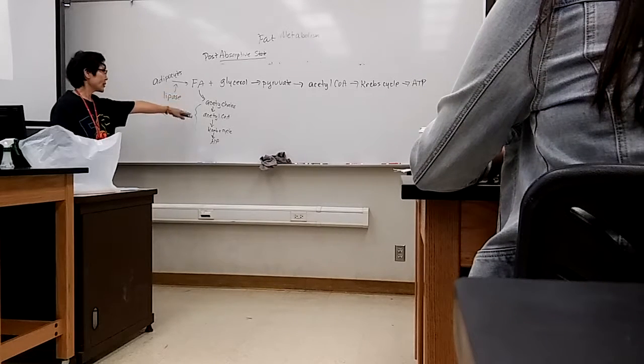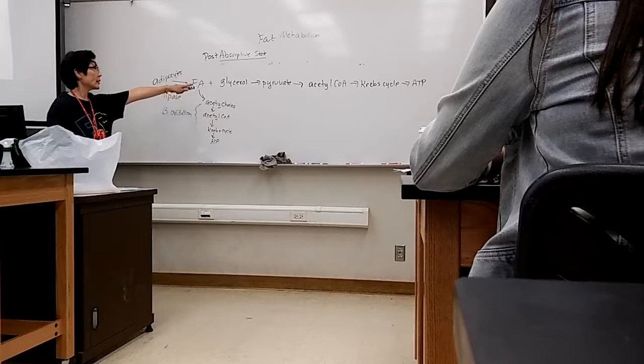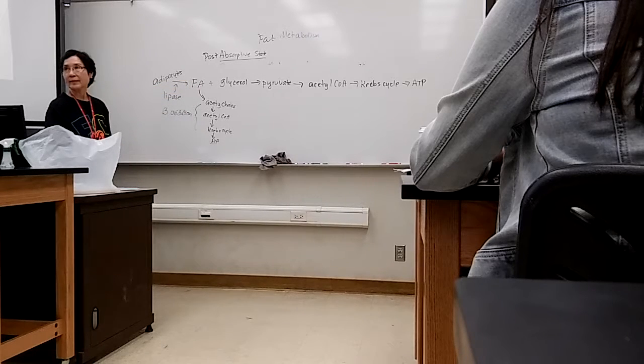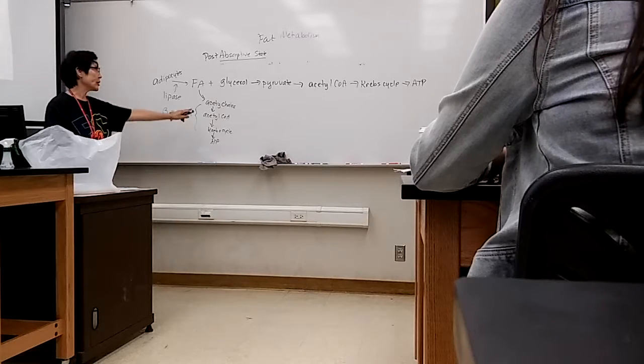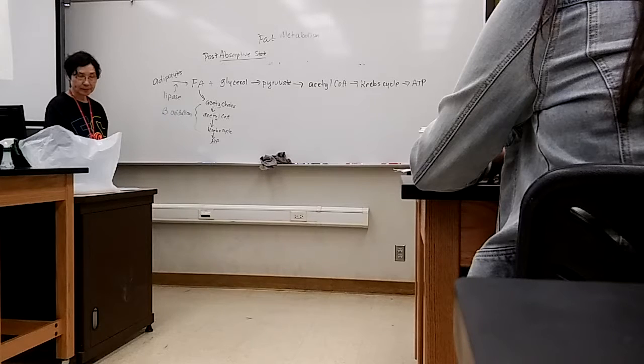So the fatty acids enter as acetyl coenzyme A, the glycerol enters as pyruvate. So that's the way to just remember that. We see a lot of things enter as acetyl coenzyme A, and a lot of things enter as pyruvate.